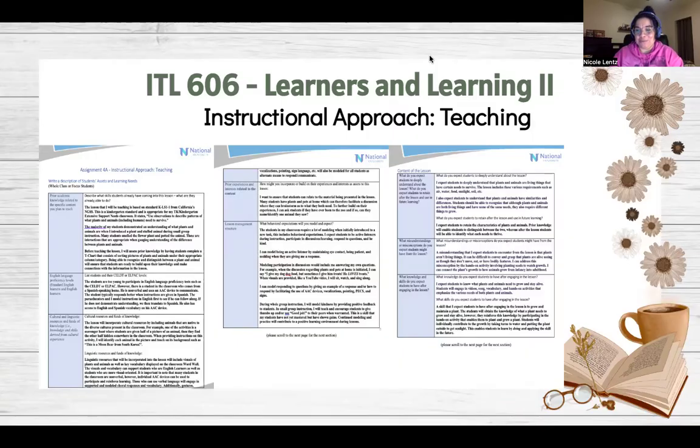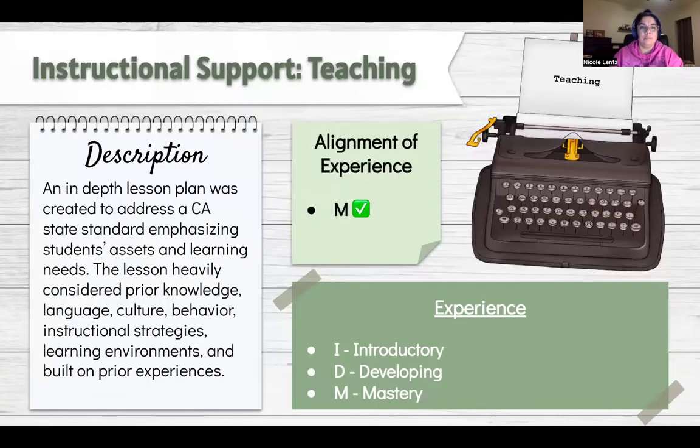The next artifact is from the course ITL 606, Learners and Learning 2, and is an instructional approach to teaching. The instructional support to teaching was an in-depth lesson plan created to address a California state standard emphasizing students' assets and learning needs. The lesson heavily considered prior knowledge, language, culture, behavior, instructional strategies, learning environments, and built on prior experiences. This assignment reflected an M for mastery experience.